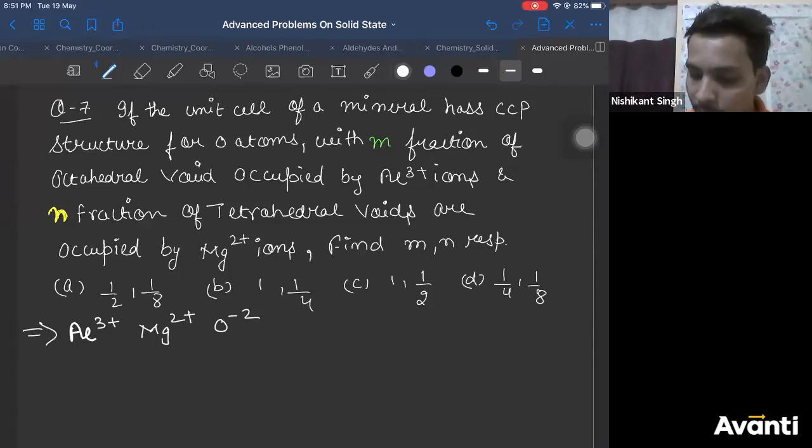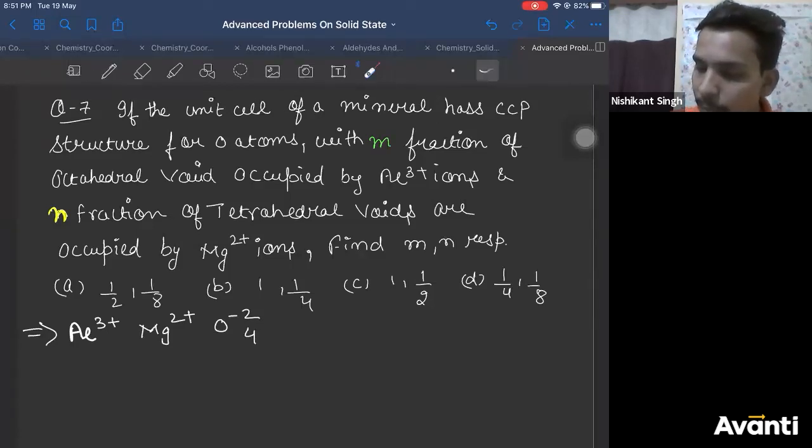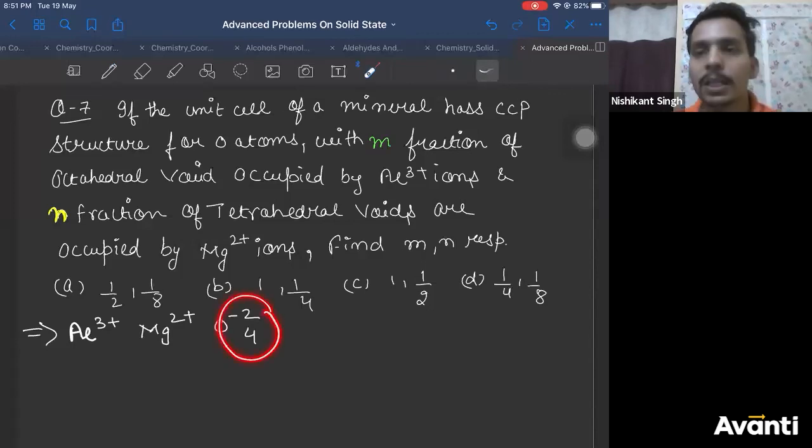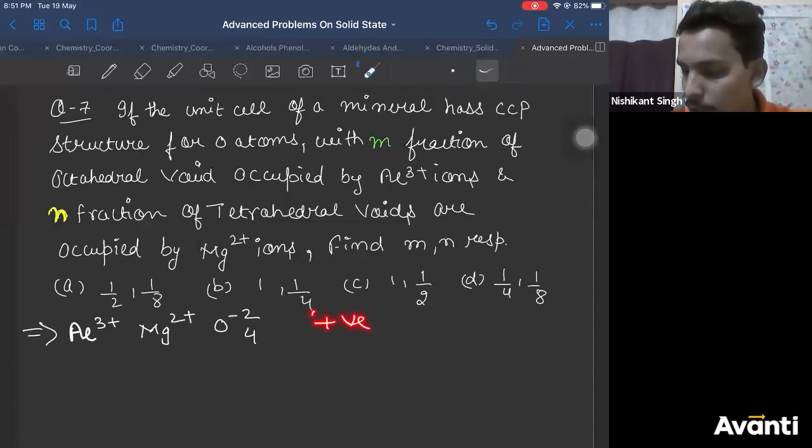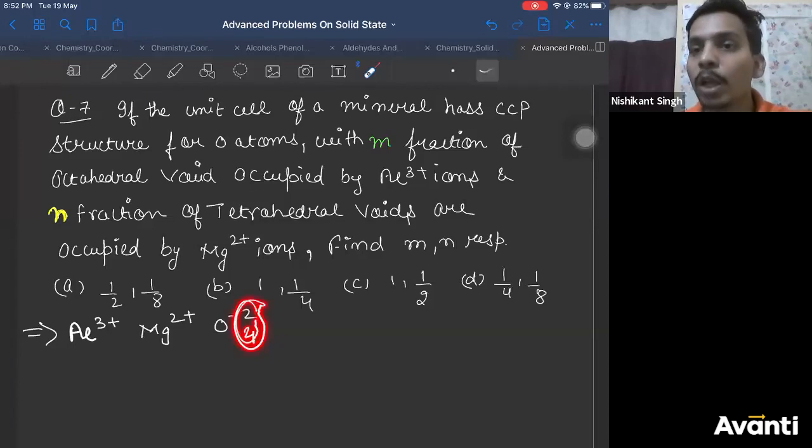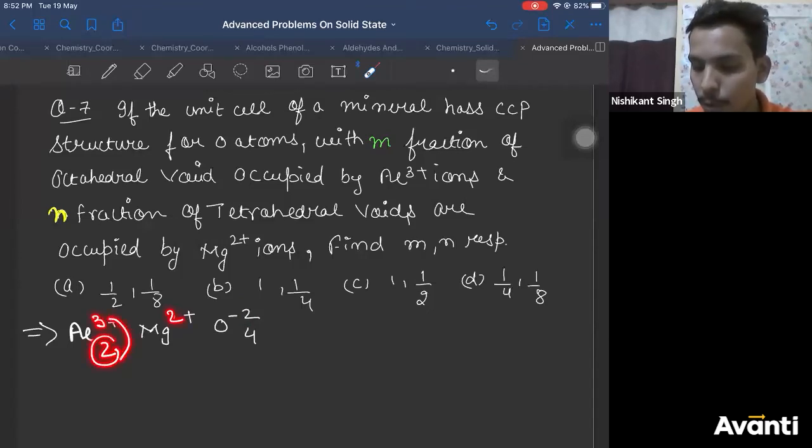Now, if I take oxygen 4, then my total charge will become 4 into minus 2, because in ionic compounds the total positive charge is equal to the total negative charge. So the magnitude of positive charge should be equal to the magnitude of negative charge. If I take 4 atoms here, 4 into minus 2, total negative charge is minus 8. Now total positive charge should also be 8. So if this is plus 2, this is plus 3, take this as 2 atoms: plus 3 into 2 is 6. Take this as 1: plus 2 into 1 is 2. 6 plus 2 is 8.